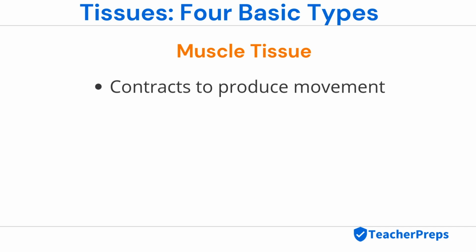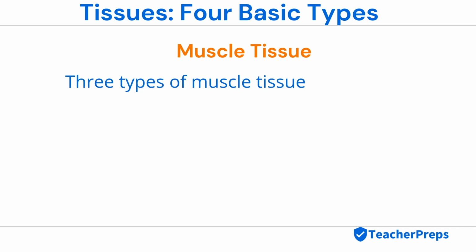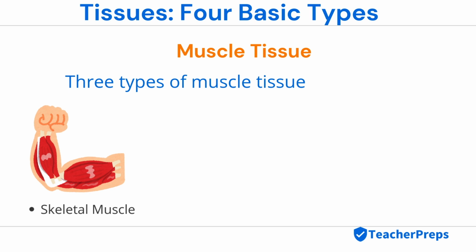Next on the list, we have the muscle tissue, which functions to produce movement as well as maintain posture and move substances through the body. There are three types of muscle tissue that you'll want to be familiar with for your upcoming exam. The first is the skeletal muscle, which has voluntary movement and it is attached to the bones.